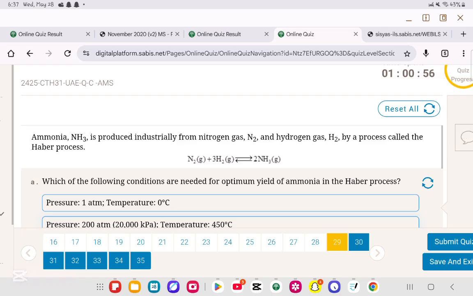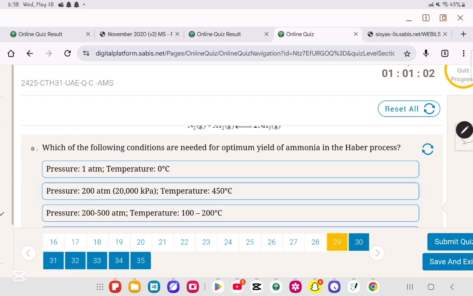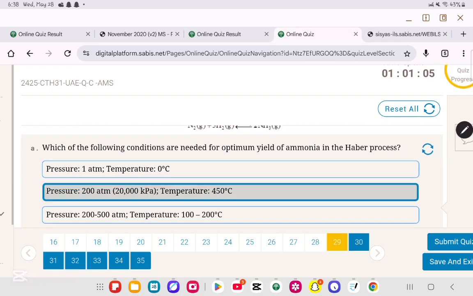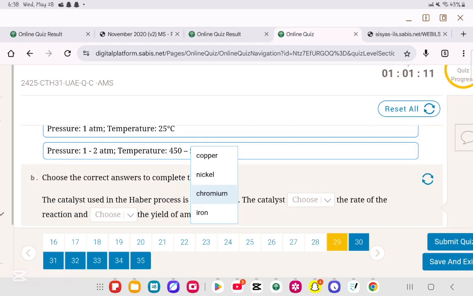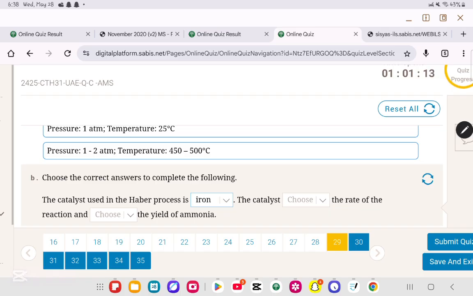Now, this is the Haber process. What are the conditions needed for the Haber process? It is a pressure of 200 atmospheres, which is 20,000 kilopascal, and a temperature of 450 degrees. Now, the catalyst that we use here is iron. What does the catalyst do? The catalyst will increase the rate of the reaction, so it will speed up the reaction, but the yield will stay the same, so it has no effect on the yield of ammonia.